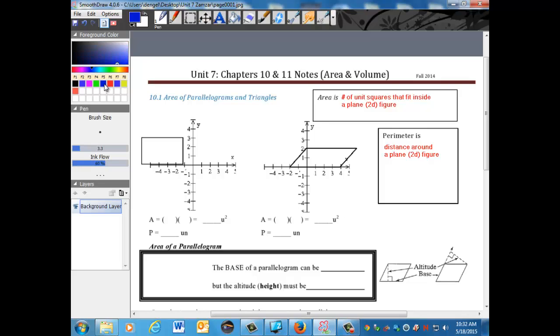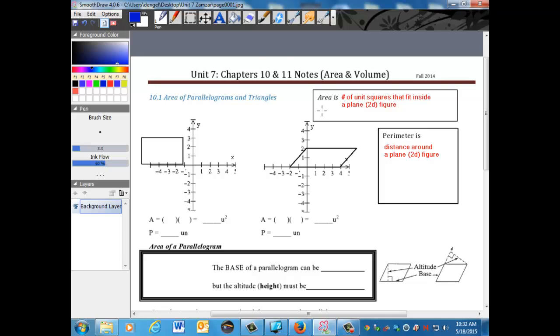Welcome back to geometry. We are starting our new Unit 7. First section is 10.1, area of parallelograms and triangles. When we look at the area as just a general definition, it's defined as the number of unit squares that fit inside a plane or a 2D figure.